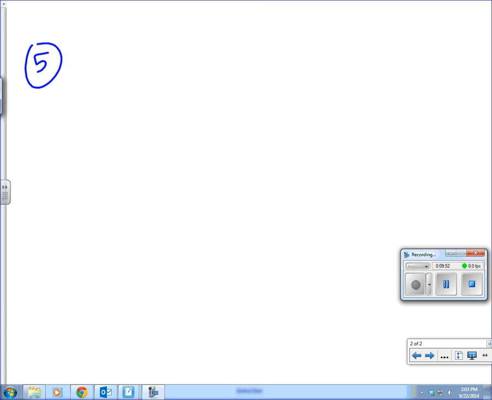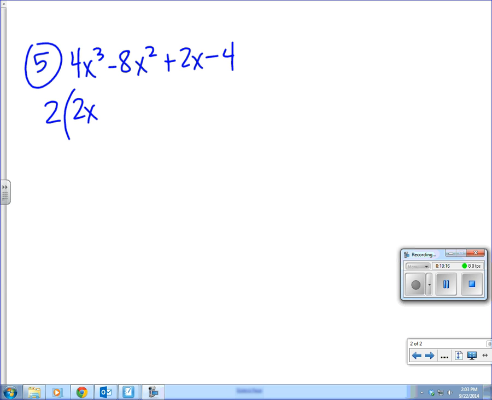Okay, so number 5 on your assignment is 4x cubed minus 8x squared plus 2x minus 4. So what you should do when you factor anything at all, okay, you always want to see if you can factor something out of everything. And we can factor out a 2, right? So if we factor out a 2, we'll have 2x cubed minus 4x squared plus x minus 2.